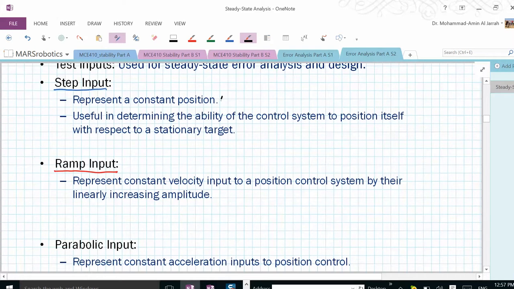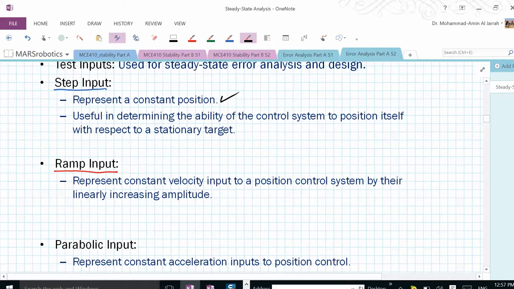So this is represented as per the Taylor series. A constant position is useful in determining the ability of the control system to position itself with respect to a stationary target. So if I have a stationary target, I can see how the system will position itself for it. For example, this is the water bottle, and I want to position it here. So this is a stationary target.